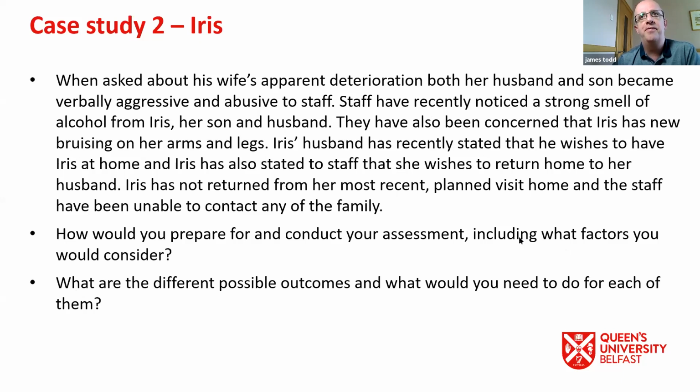And whenever they've been asked about this, then the husband and the son have become verbally aggressive and abusive towards staff. They've also recently noticed a strong smell of alcohol from Iris, her son, and the husband, and they've been concerned about bruising to her arms and legs. Iris's husband has made it obvious that he wishes her to be at home, and Iris has also stated to staff that she wants to return home to be with her husband. But at the moment, she hasn't returned from her most recent, shall we say, placement home, or planned visit home, and the staff have been unable to contact any of the family.